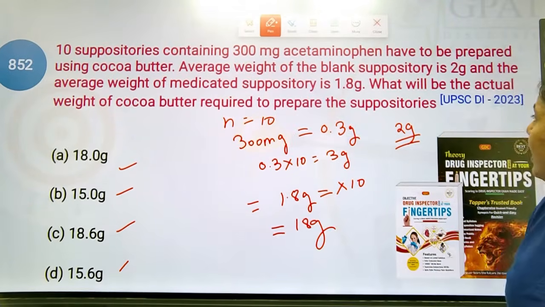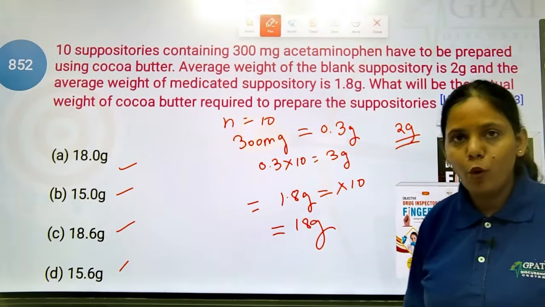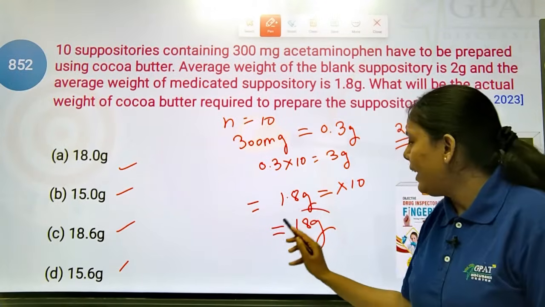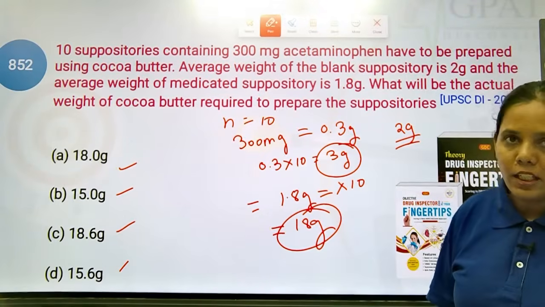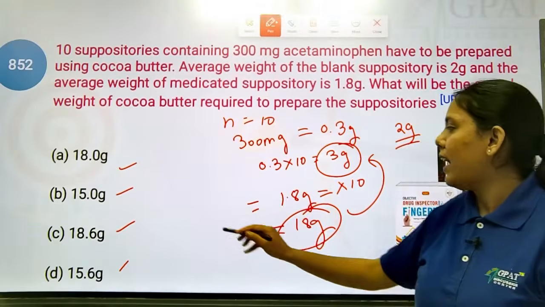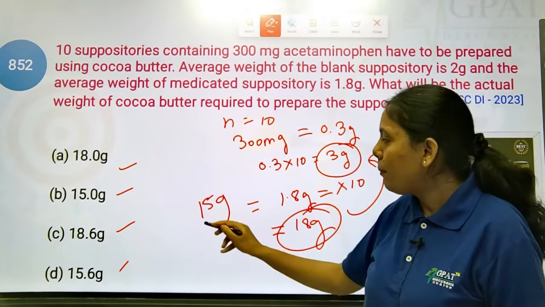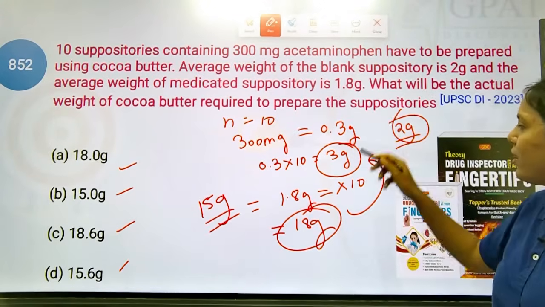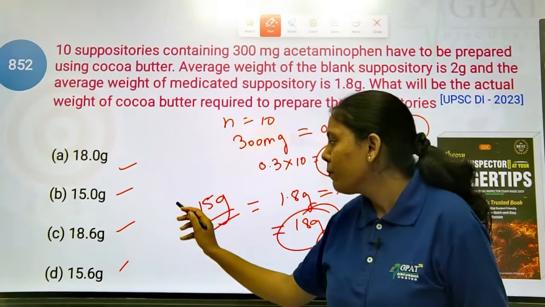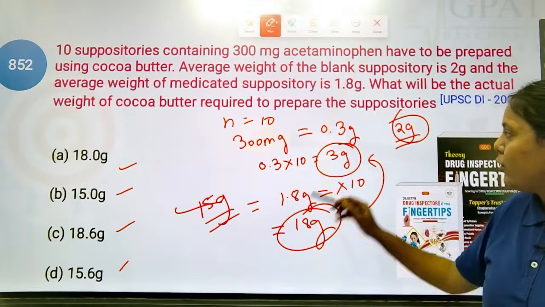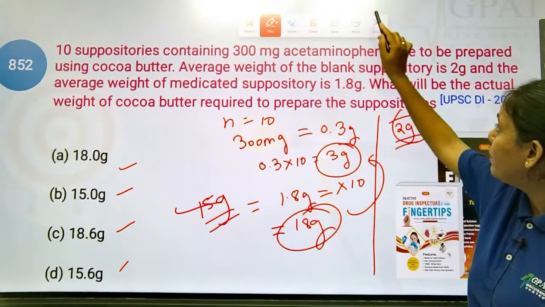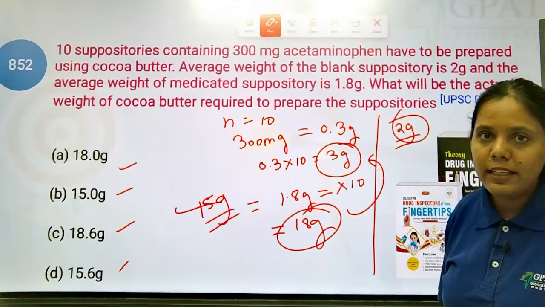Now they are asking what will be the actual weight of cocoa butter. Very easy. 18 gram is the total weight. You know that 3 gram is the drug. So 18 minus 3, that is your 15 gram. Sometimes additional information is given just for confusion. So your answer is 15 gram is the right answer. Only this part is required. I hope the calculation part is clear to all of you.